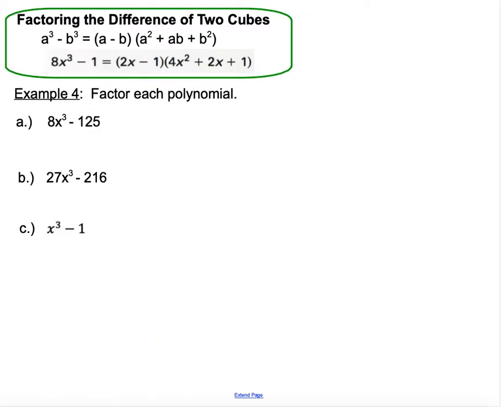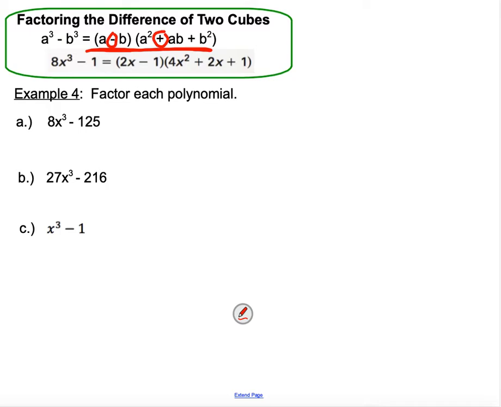Difference of two cubes, very similar. There's the formula. This time it's a minus b times a squared plus ab plus b squared. The only difference between that and the previous formula is those two signs have been swapped. Just make sure you have those formulas written down in front of you when you're taking your quiz and doing your worksheet on this.